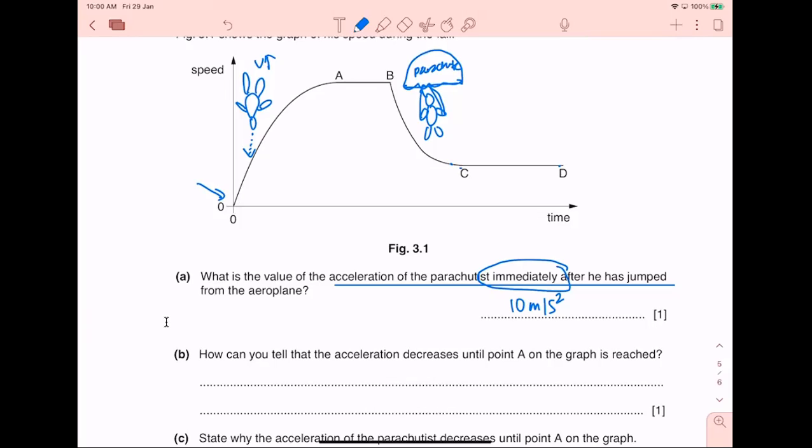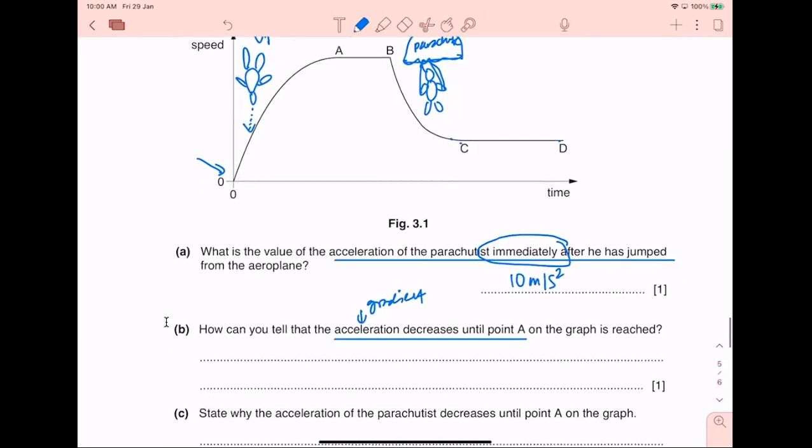Okay, how can you tell that the acceleration decreases until point A on the graph is reached? So again, this is a speed time graph. Acceleration is from the gradient. So you can just say gradient decreased, or slope decrease, or you can also say it becomes less steep.